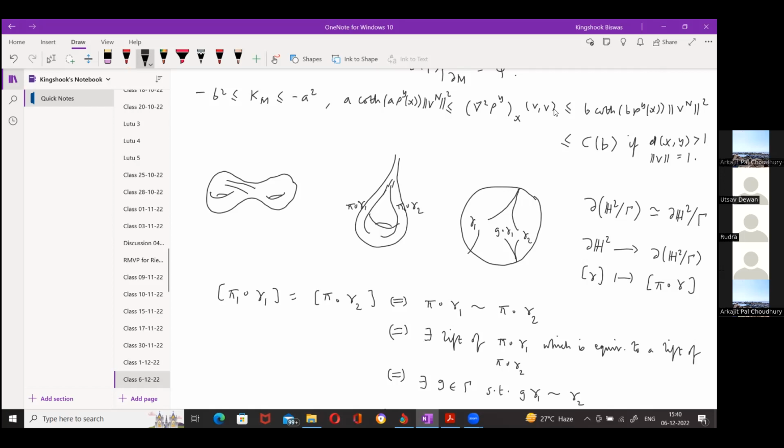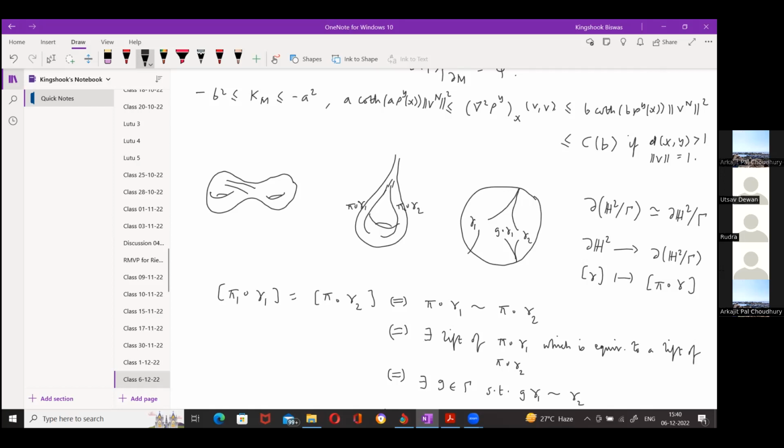So, I mean, any continuous function on the boundary has to be constant, right? Because a point is dense in the whole space. So that means if you have a continuous function, then it has to be constant, right? Yeah. That's it.